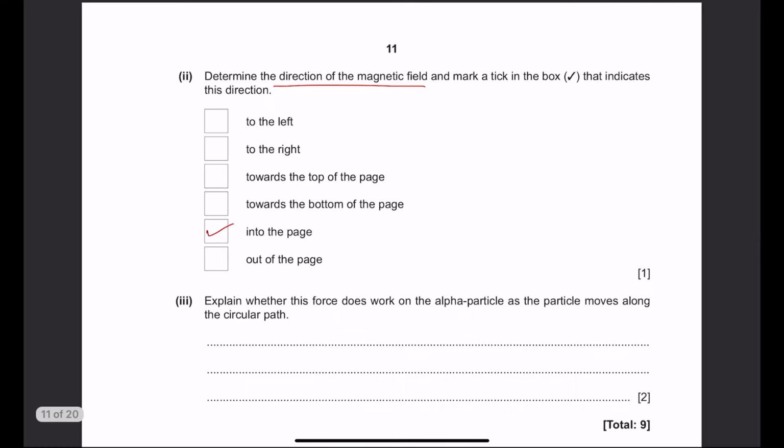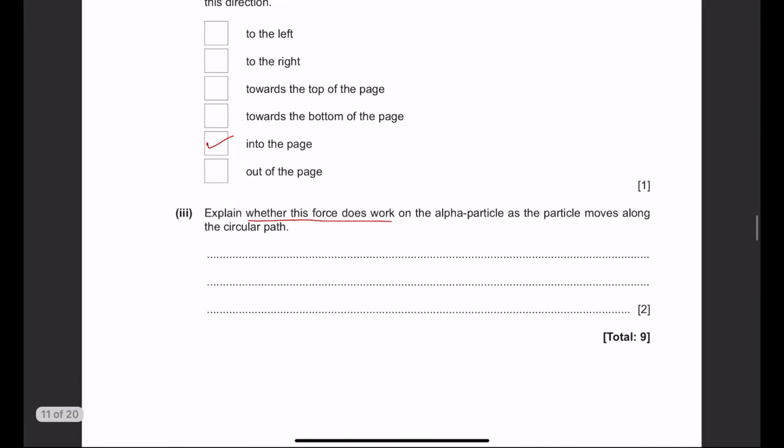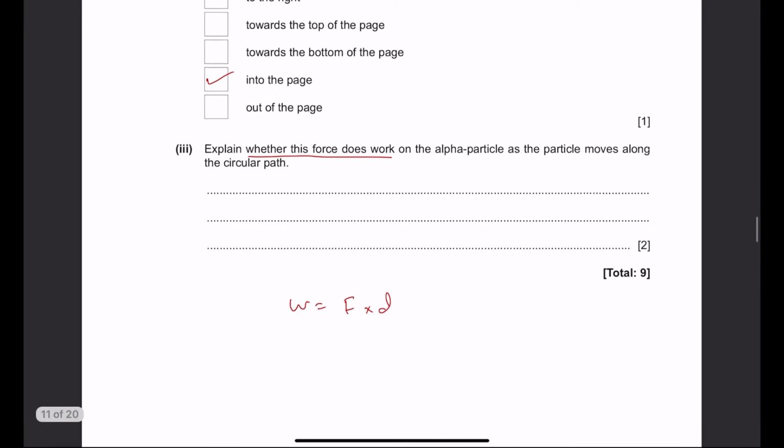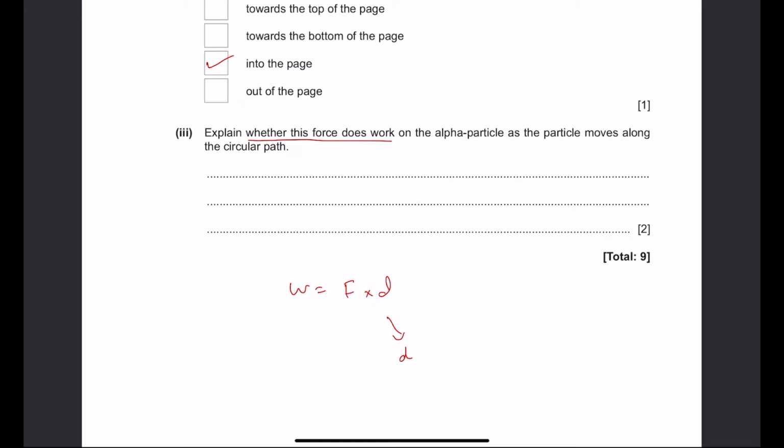Now they're saying explain whether the force does work on the alpha particle. Now you must remember that work done is force times distance, but this distance is distance traveled in the direction of the force.